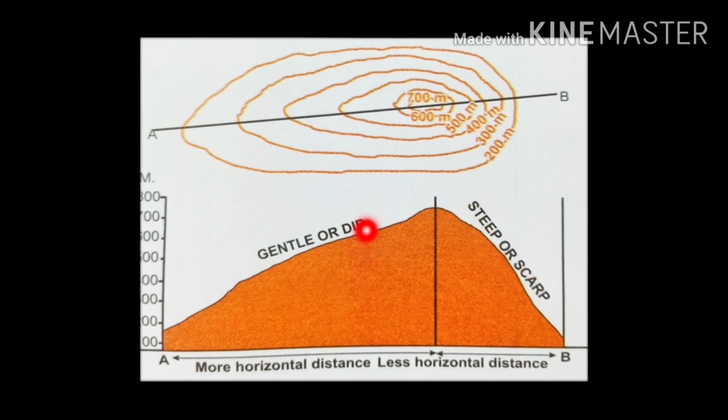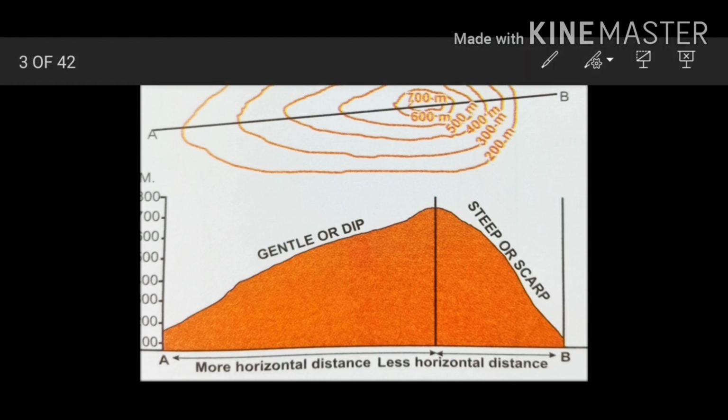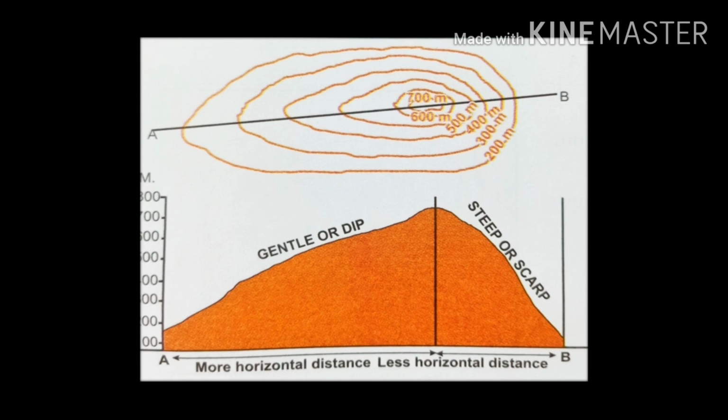Now in case of a gentle slope, you can see the slope will fall gradually, whereas in case of a steep slope it will fall suddenly. So our motive is to see the contours and how these slopes are represented in a topographical map. When the slope is steep, the contours will be closely spaced.